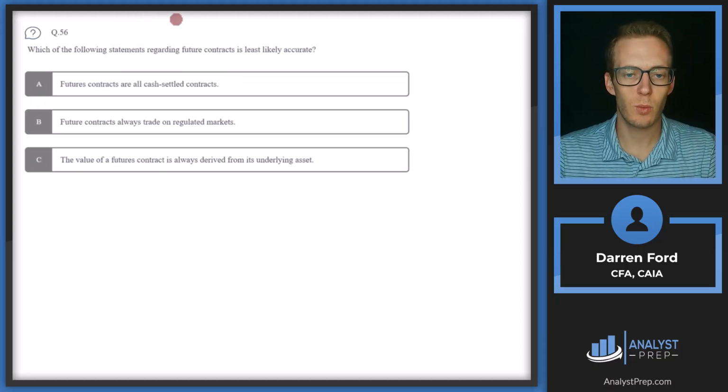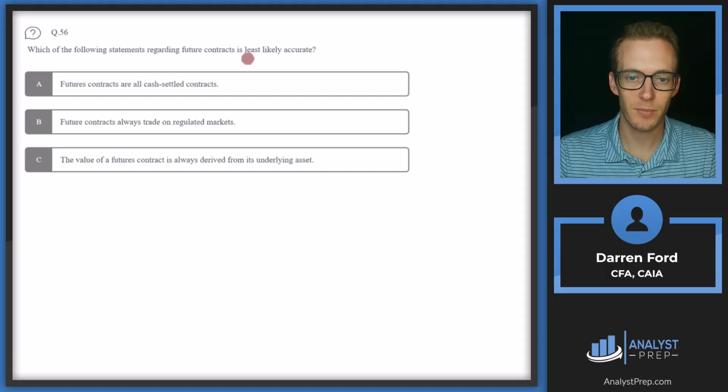Question 56. Which of the following statements regarding futures contracts is least likely accurate? So note that we've got least likely accurate here. So 2 of these will be accurate and 1 will not be. A, futures contracts are all cash settled contracts. This looks like it'd be our answer right off the bat since it states all are cash settled. Some are cash settled, but some will require delivery of the underlying. So I would say we could lean towards choosing A right now.